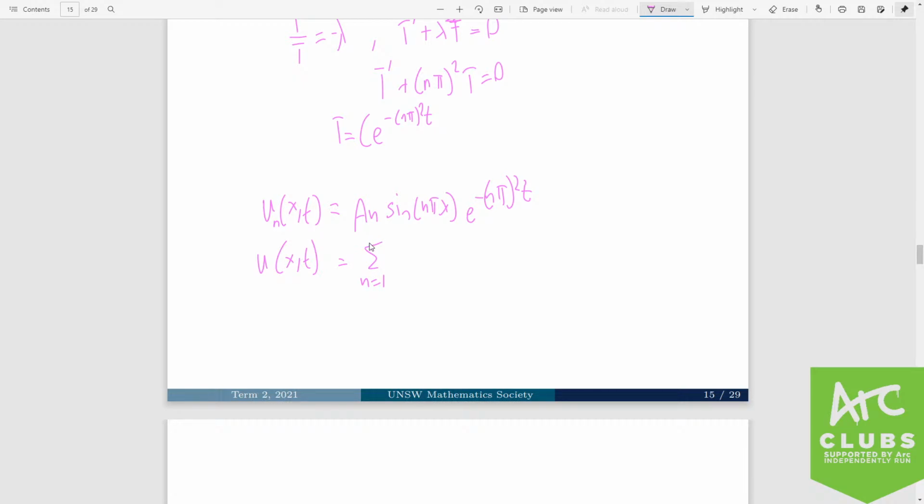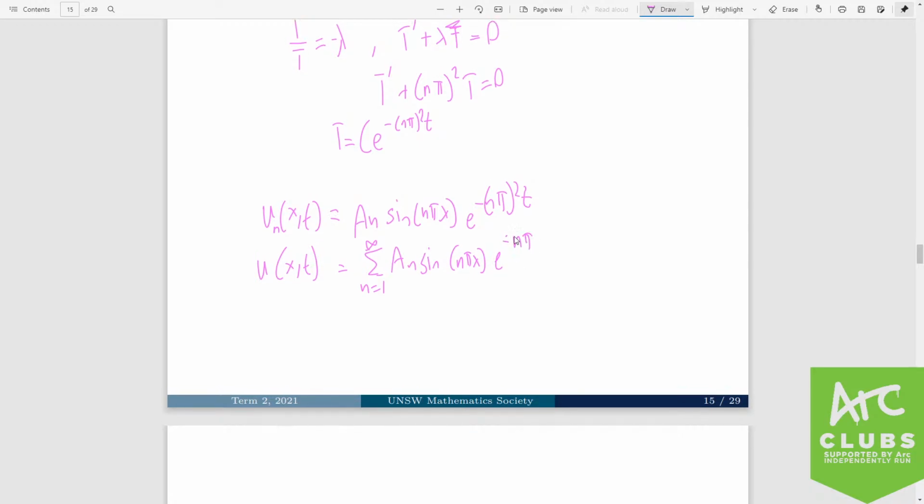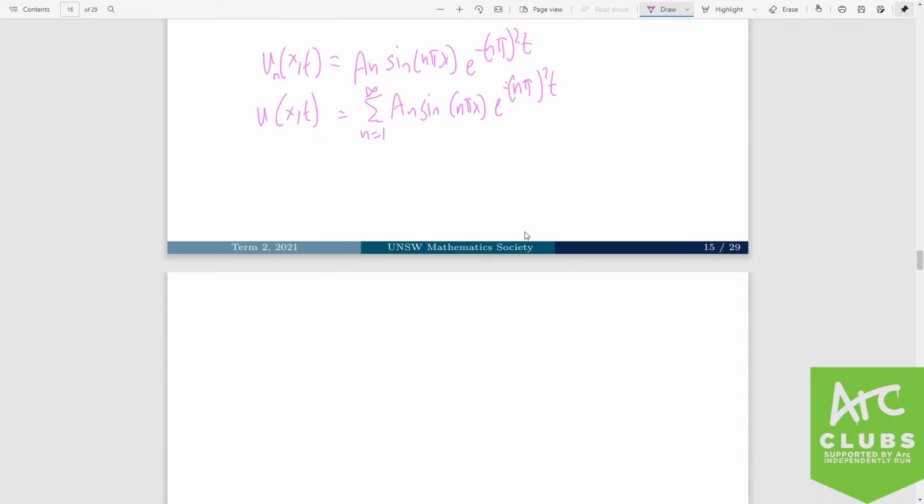n equals 1 to infinity. We don't start at n equals 0 since that case will equal 0, so we don't need that. a_n sine n pi x e to the minus n pi squared t. And then now we have our initial condition.